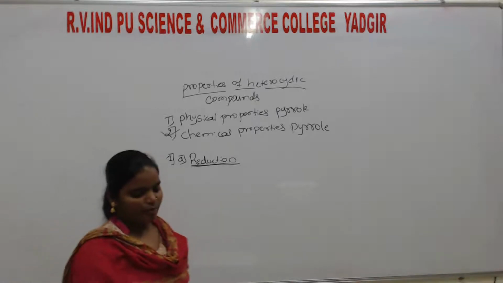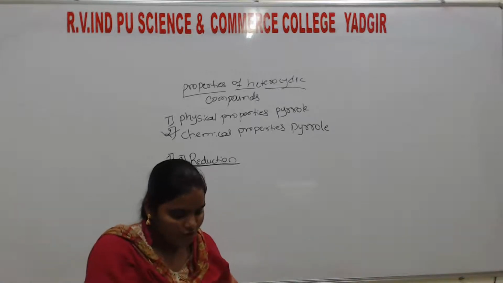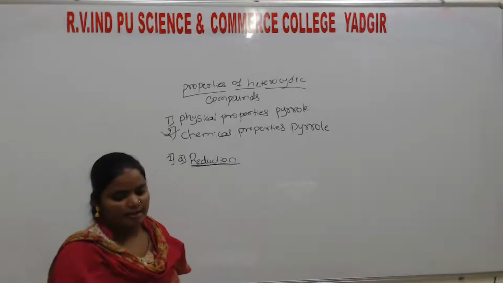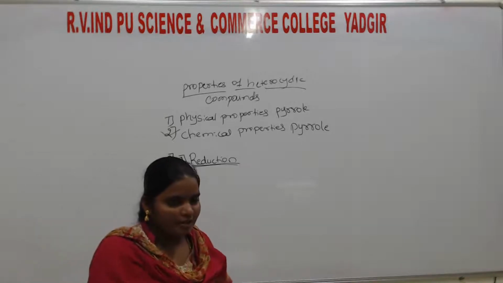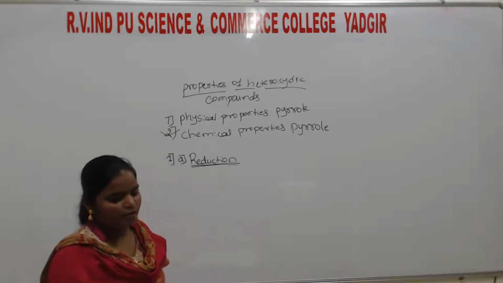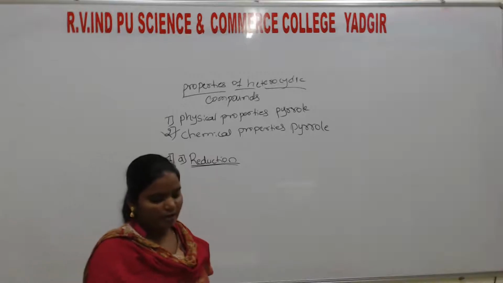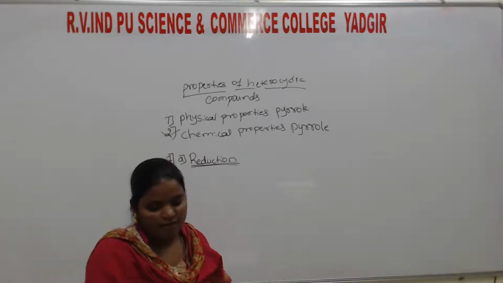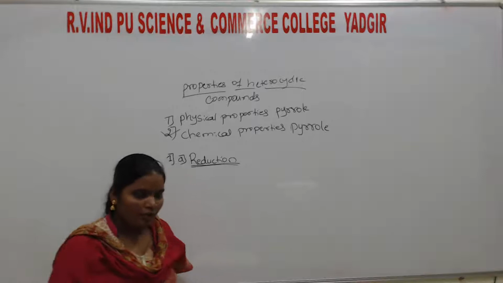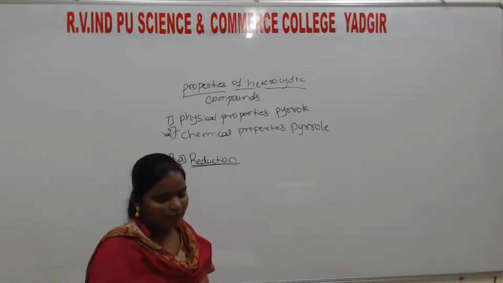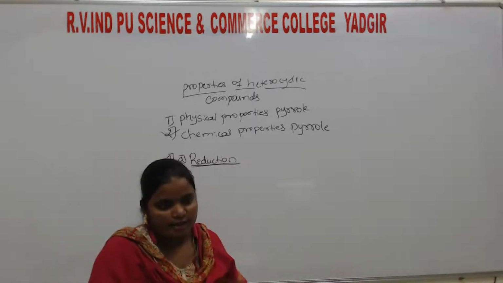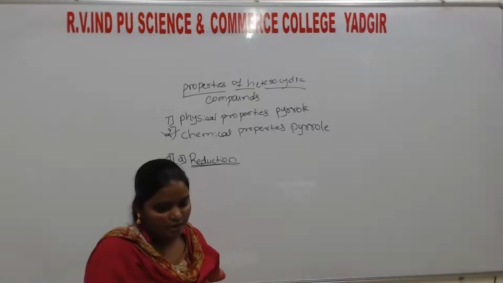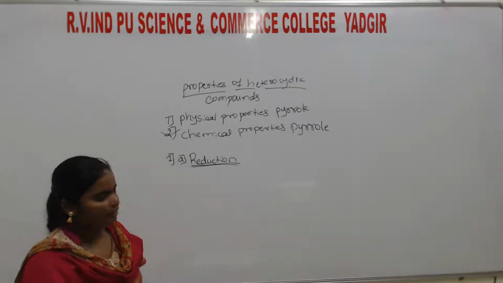Here, reduction. Pyrrole on reduction with zinc and acetic acid, without heating, forms pyrroline. Then it is heated with hydriodic acid and red phosphorus to form pyrrolidine.